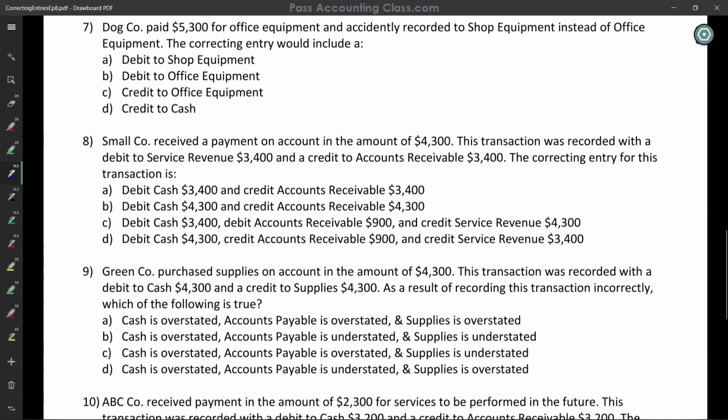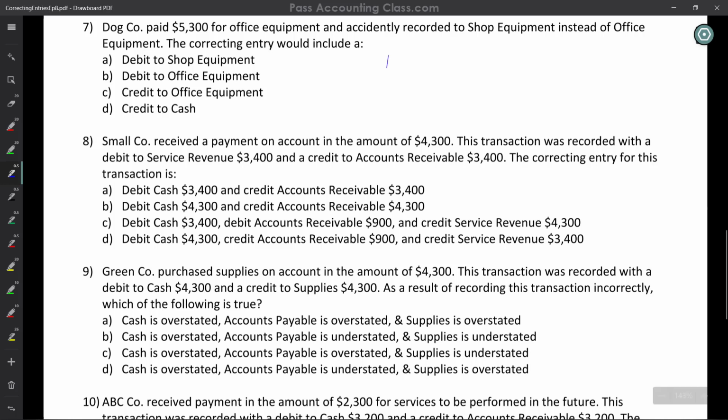For question 7, it says, Dogco paid $5,300 for office equipment and accidentally recorded to shop equipment instead of office equipment. The correcting entry would include a debit to shop equipment, debit to office equipment, credit to office equipment, or credit to cash. So I'm going to do my T accounts.